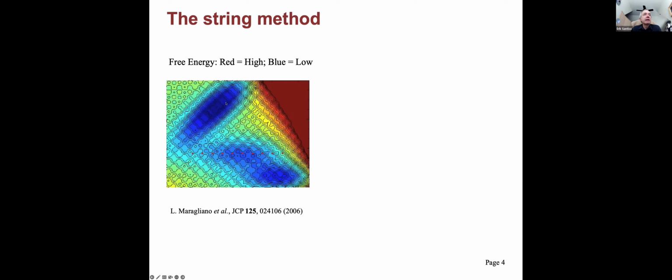And the idea here is we have two minima, and we're starting with a series of replicas of the system that are at different points along this free energy landscape. And we're going to try to evolve them such that they lie in an approximate way on the minimum free energy path.